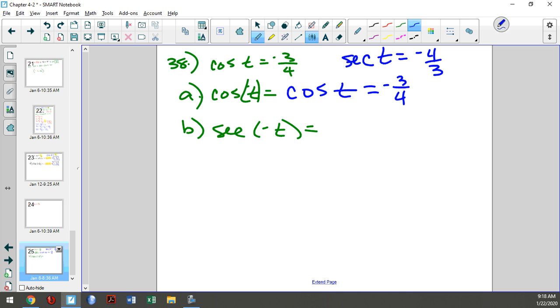Very good. On page 263, what's the secant of negative t equal? The secant of negative t equals what? On page 263. The secant of t. Do I know what the secant of t is? Negative 4/3.